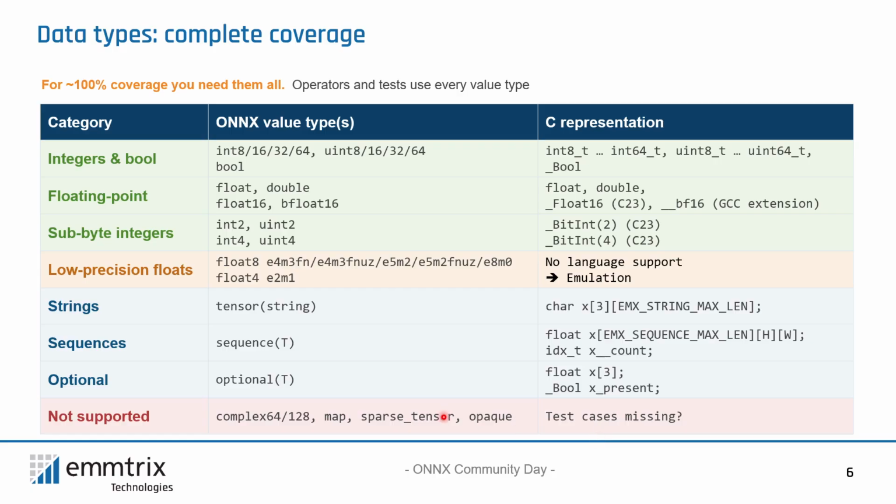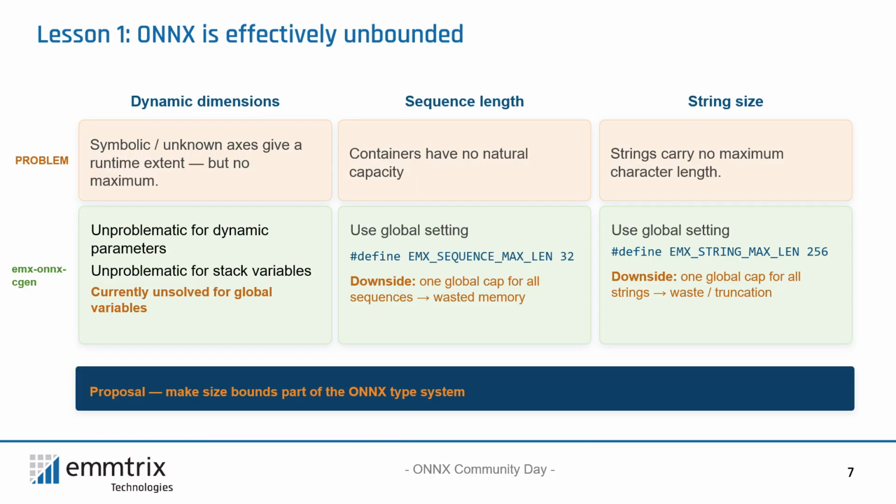If test cases appear, we are happy to also support these. This directly leads us to our first lesson. So in principle, ONNX is effectively unbound. That means it is, for specific types of ONNX models, impossible to make a static memory allocation without restrictions.